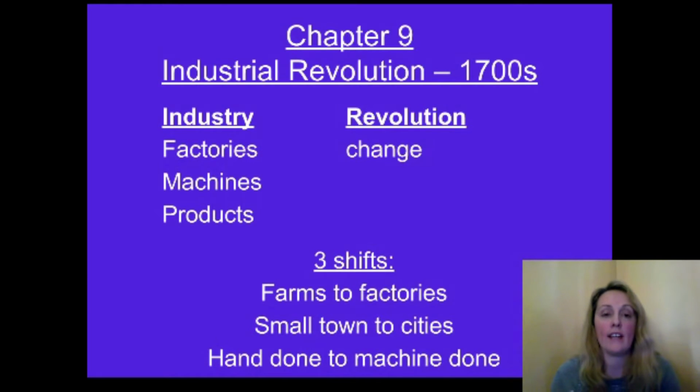And lastly, items no longer are going to be hand done. For example, clothing is not going to be hand stitched by a person at home. It is now going to be made in a factory at a faster and cheaper rate, and maybe for better or worse, better quality. So let's look at these small farms first.